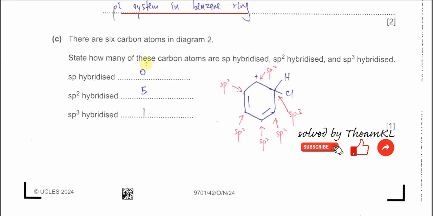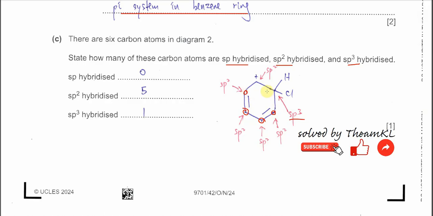Okay, state how many of these carbons are sp, sp2, and sp3 hybridized. So we just look at this one, the carbon with 4 single bonds. This carbon must be sp3. You should roughly know how these hybridizations are formed. When we see a C=C double bond, the carbons in the C=C double bond must be sp2. So this will be an sp2 carbon, this will be an sp2 carbon, and this one also must be sp2, and this one must be sp2.